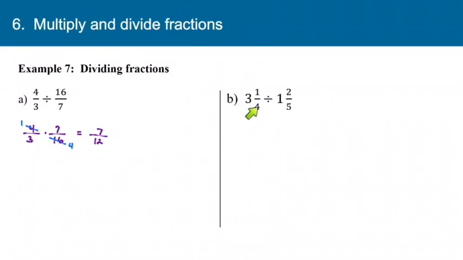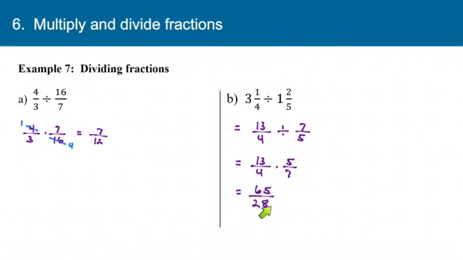We'll convert our mixed numbers to improper fractions. 3 1/4 becomes 13/4, divided by 1 2/5 becomes 7/5. Now convert from division to multiplication, so this is 13/4 times 5/7. See if you can do any reducing. In this case we cannot. So 13 times 5 is 65, and in the denominator 4 times 7 is 28.